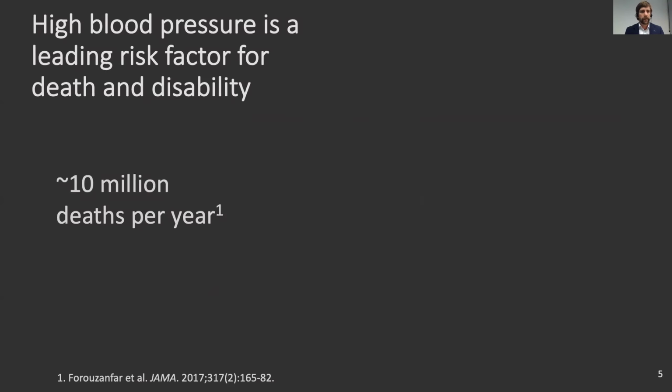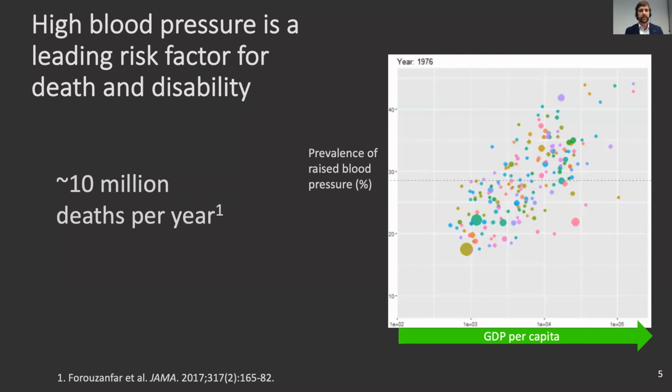So high blood pressure is a leading risk factor for death and disability. It's responsible for around 10 million deaths per year, and it's a major issue that affects all corners of the world. So this plot shows, on the y-axis, the prevalence of raised blood pressure. Moving up the axis, higher prevalence of raised blood pressure. And along the x-axis, you can see GDP per capita. So higher income countries are to the right of this plot.